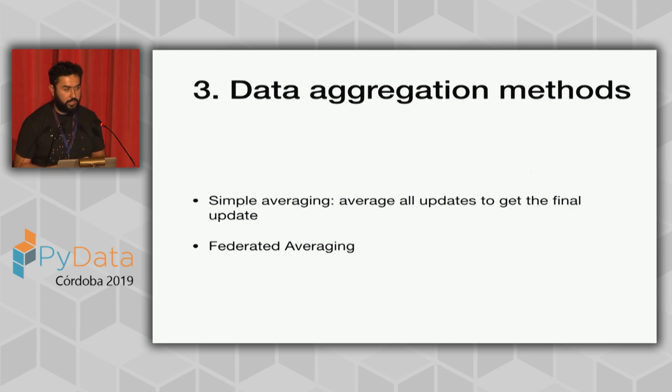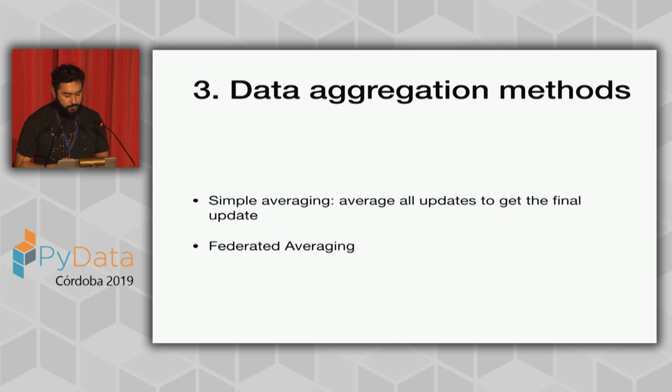The first one is simple averaging. Let's say we have logistic regression. You have all the parameters for the logistic regression, and then using the data from one device, you do the update. You see how the weights change for this specific customer, and you broadcast that to the server. The server is going to get the updates from multiple different people, and then you're just going to take the average of all the weight updates that you get.